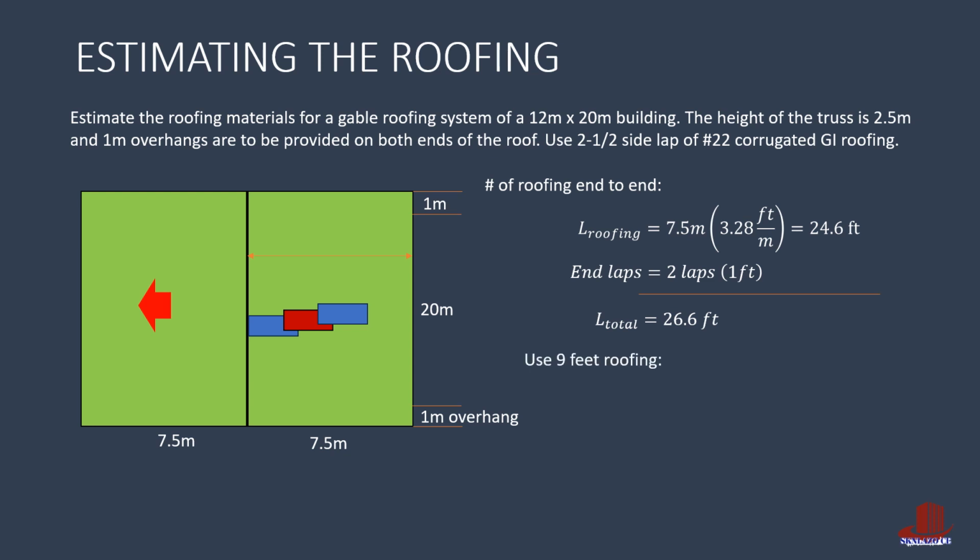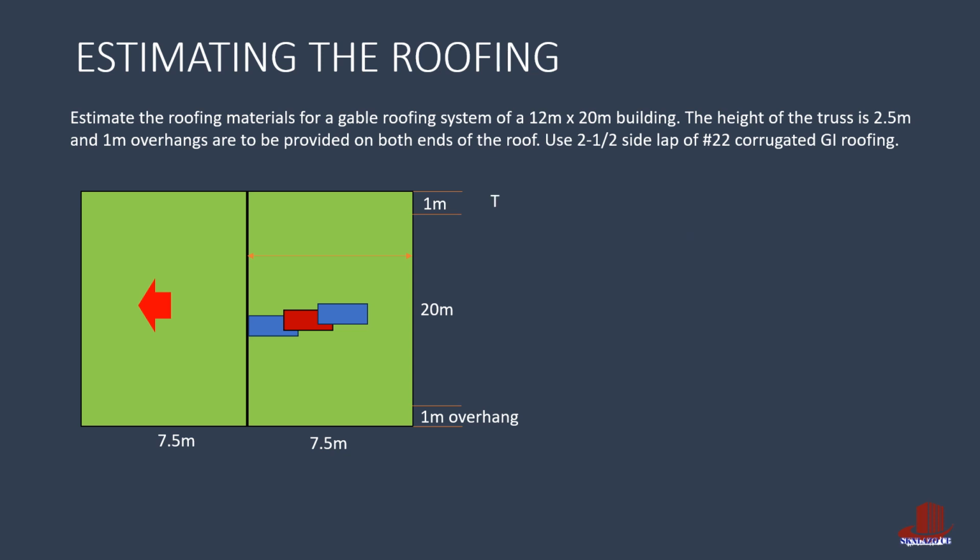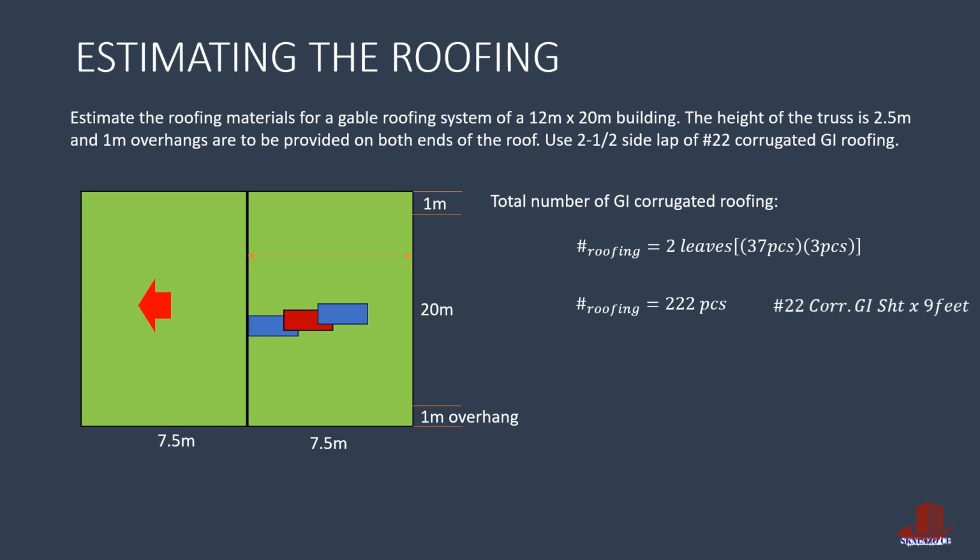If we use 9 feet long roofing, 3 pieces will make 27 feet, which is sufficient and also has minimal wastage. Thus, the number of roofing in each length is 3 pieces of 9 feet length. Take the total number of GI corrugated sheet by computing 2 leaves of roofs by 3 layers of 37 pieces each, giving 222 pieces of gauge 22 corrugated GI sheet by 9 feet.